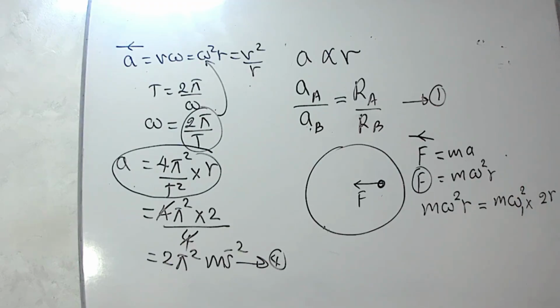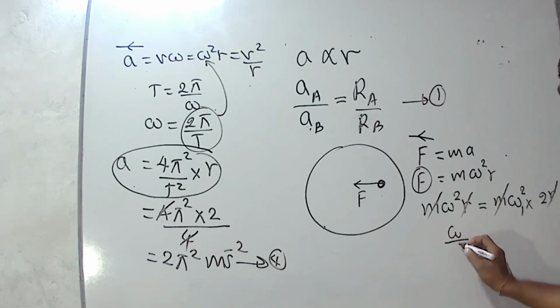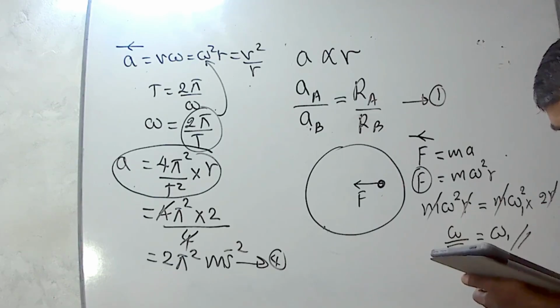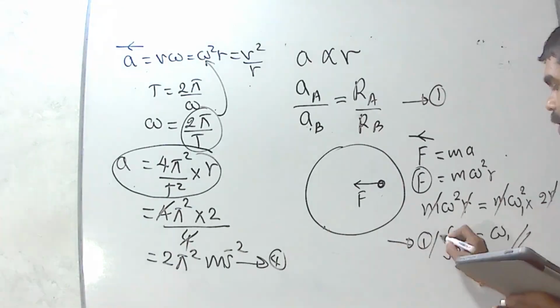Now we can find the omega 1 value. We can cancel out m and r. Omega squared divided by 2, so we have to take the square root. Omega divided by root 2 is omega 1. Then we can get that the first one is the correct answer.